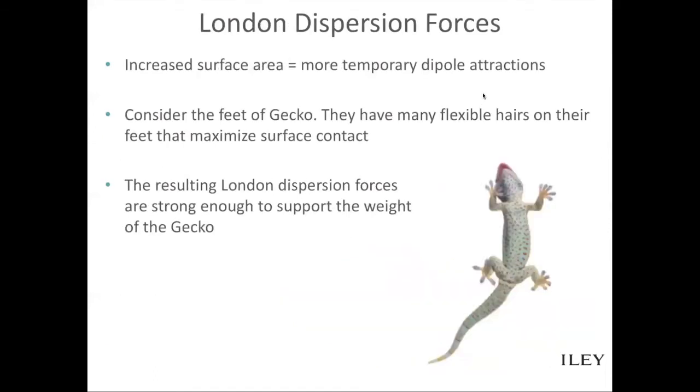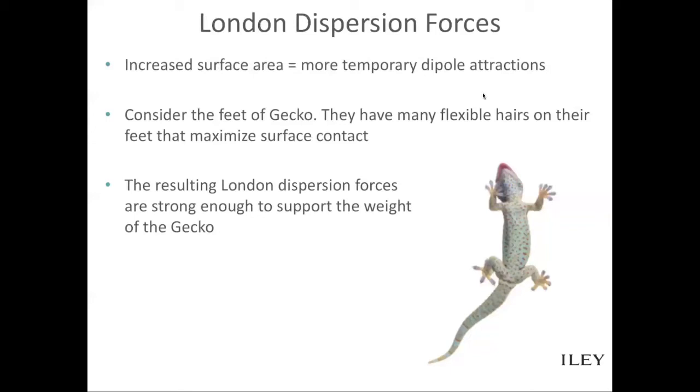And if we think about London dispersion forces, as we increase the surface area, we end up with more temporary dipole attractions. So the larger the surface area, the more attraction we have. And if you think about the feet of a gecko, they have flexible hairs on their feet to maximize that surface contact, to allow them to kind of defy gravity and support their weight.